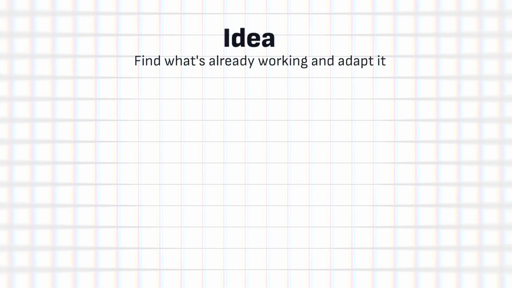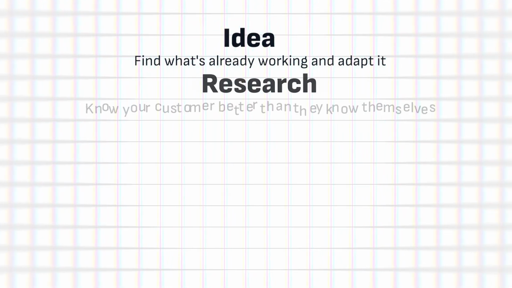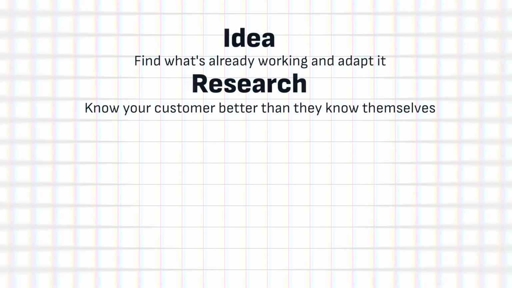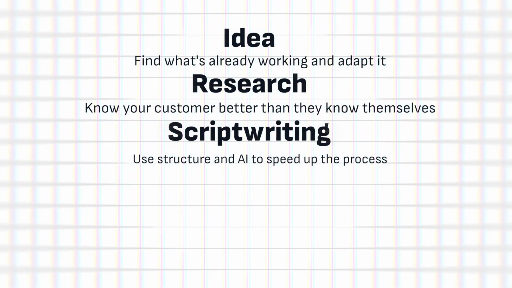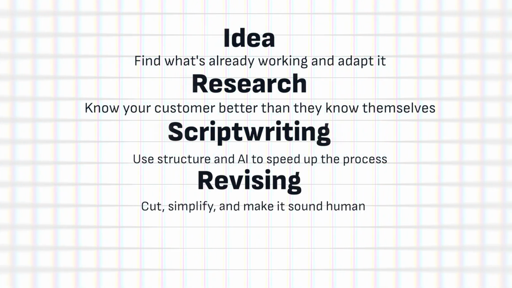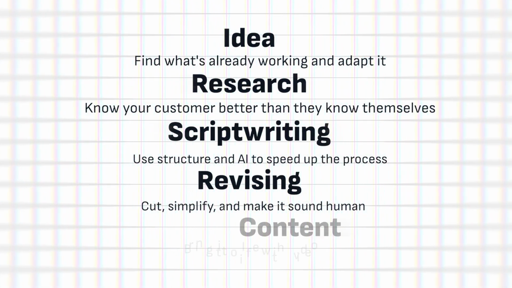So alright, let's recap. Writing a high converting Facebook ad script comes down to 5 steps. Idea: find what's already working and adapt it. Research: know your customer better than they know themselves. Script writing: use structure and AI to speed up the process. Revising: cut, simplify, and make it sound human. Content: bring it to life with video. If you follow this system, you'll never struggle with ad scripts again.